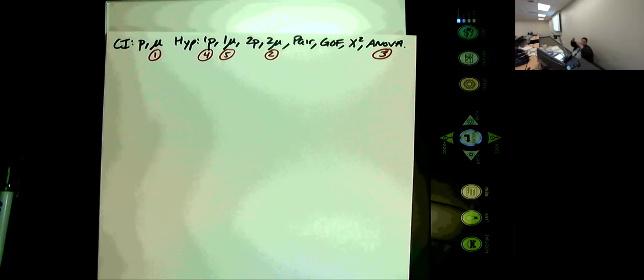Nationally, the distribution of weapons used in robberies is as shown in the table. It's got weapon, and it says proportion: gun, knife, strong arm, and other. So there's 4 groups, and it's a proportion. That narrows it down to either goodness of fit or chi-square.